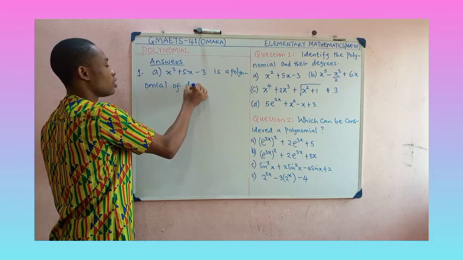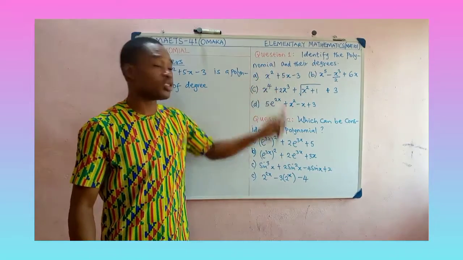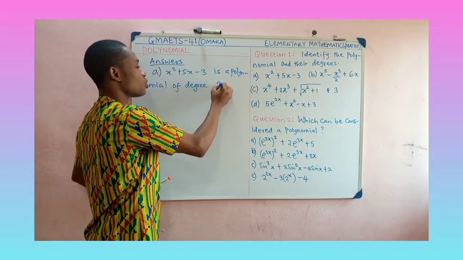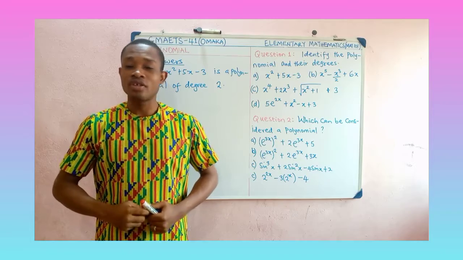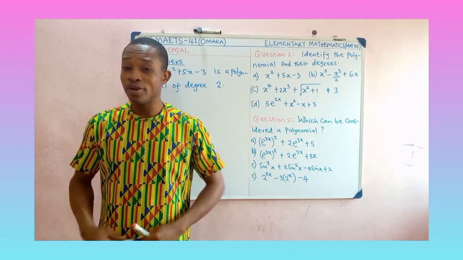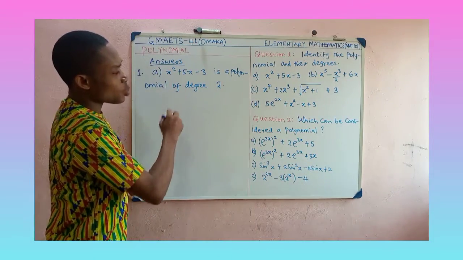of degree. Now what will you say about the degree? The highest power of x in this expression is 2, so it is of degree 2. That is actually a quadratic expression, is that not so? So what have you learned? A quadratic expression is a polynomial of degree what? 2. Alright, now let us look at the next one, b.